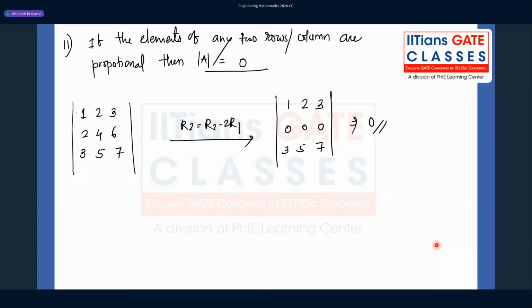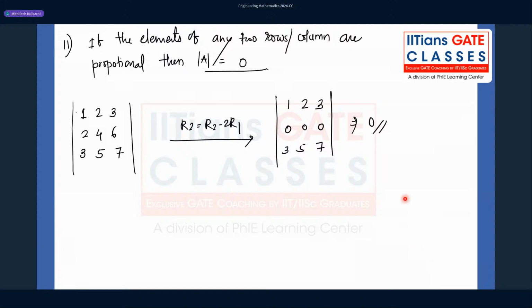Okay. Similar to the property we have studied before: if two rows are the same or identical, then the determinant is 0. In the same way, if two rows are proportional, then also the determinant is 0, because when two rows are proportional, by performing the row operation, or if two columns are proportional, by performing the column operation, you can make that row or column 0. And if one entire row or one entire column is 0, then the determinant is 0.